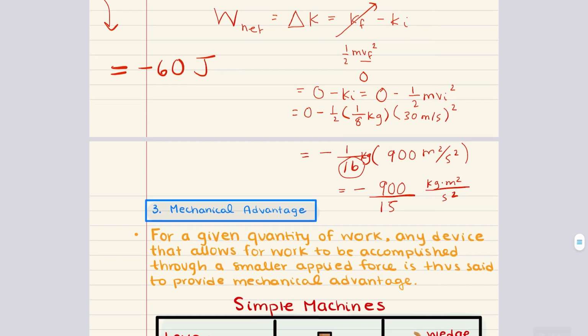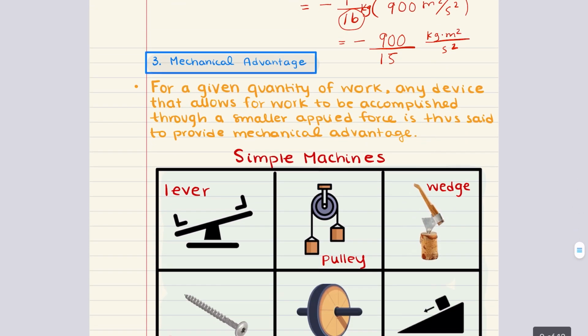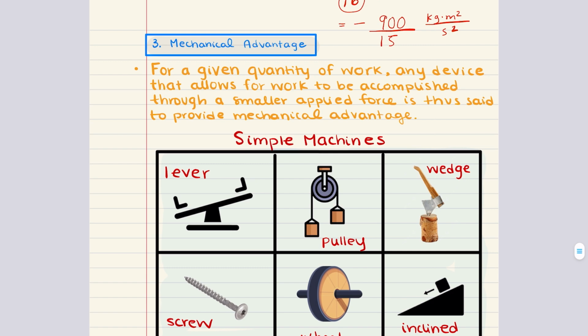Beautiful. Let's move on to our last and final objective, which is going to be about mechanical advantage. The concept of mechanical advantage is a key principle in mechanics that allows us to understand how machines can make tasks easier. Mechanical advantage refers to the factor by which a machine multiplies the force that's applied to it, and it allows us to accomplish a task with less effort. For a given quantity of work, any device that allows work to be performed with a smaller applied force is said to provide a mechanical advantage.